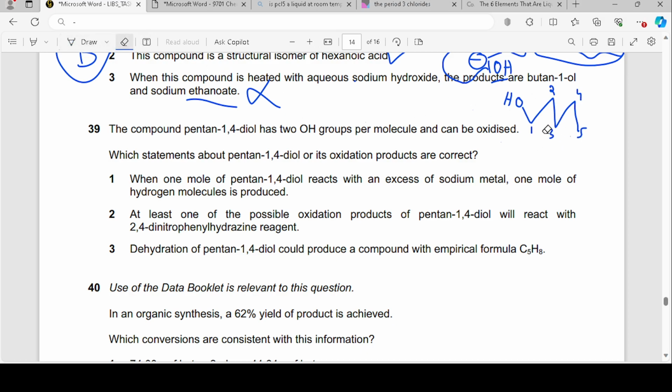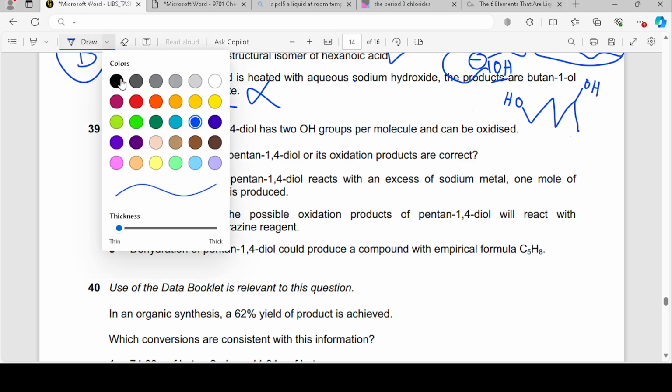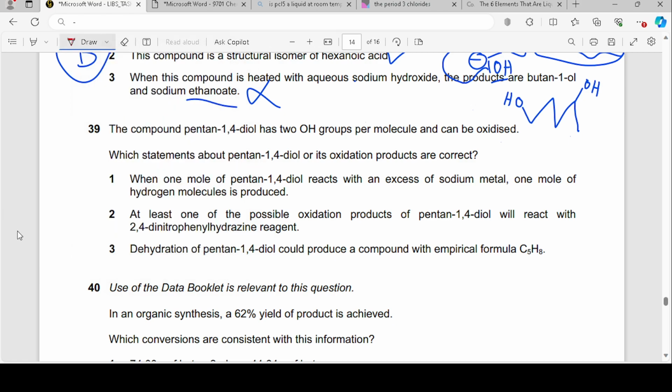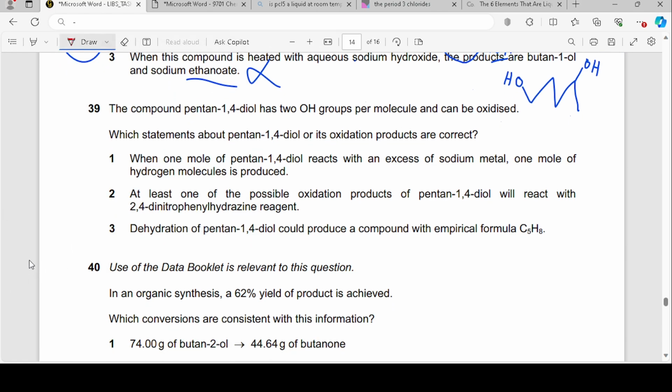I'm not going to draw the numbers because it makes things messy, but it has an OH group on the first carbon atom, and it also has an OH group on the fourth carbon atom. So 1, 2, 3, 4. So also one OH group here. So diol, 2 OH groups per molecule, and it can be oxidized. So which statements about pentane 1,4-diol or its oxidation products are correct?